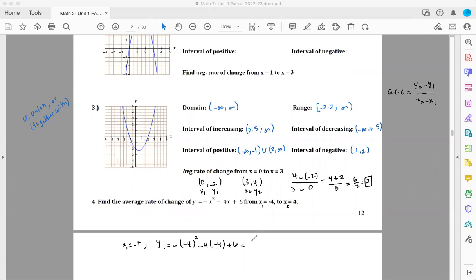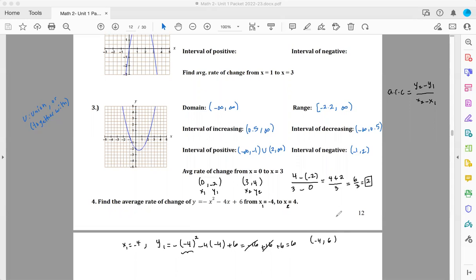So what does this give us? Negative 4 squared, PEMDAS, is 16 with a negative in front of it. That's negative 16. And then negative 4 multiplied by negative 4 is positive 16, and then plus 6. And this should be equal to 6 because the negative 16 and the 16 cancel out. So technically, my first point is negative 4, 6.